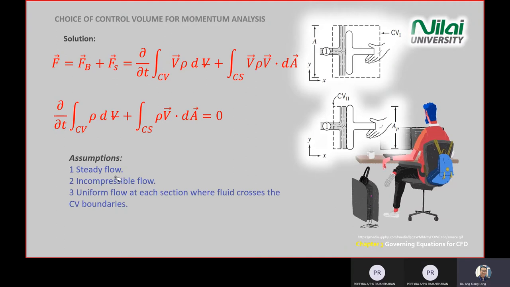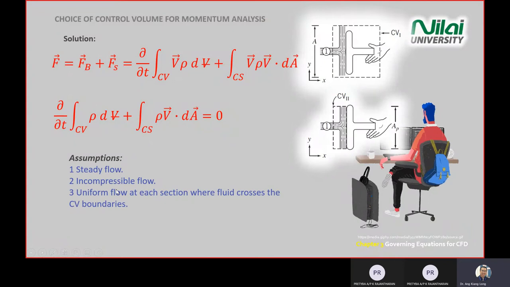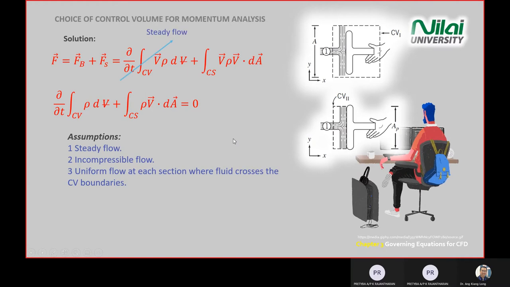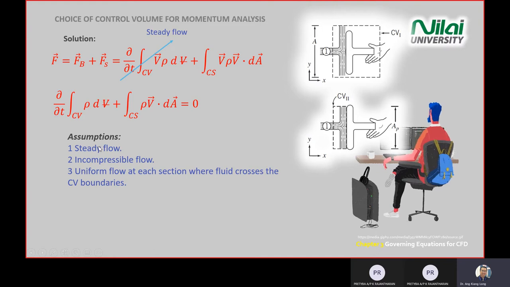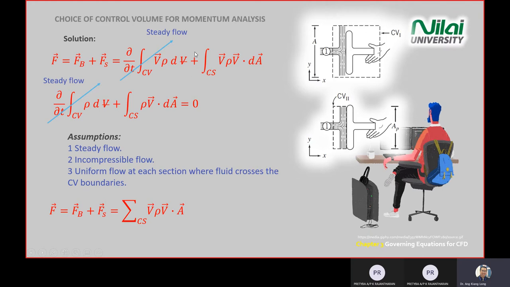Okay, in this example, we assume that our flow is steady, incompressible, and we have a uniform flow across the control volume, both control volumes here. Since we have a steady flow, it means there is no change of velocity. So the first term is the velocity differentiated with time, so the first term equals zero. Steady flow, we don't have the first term here. Same with the second one.